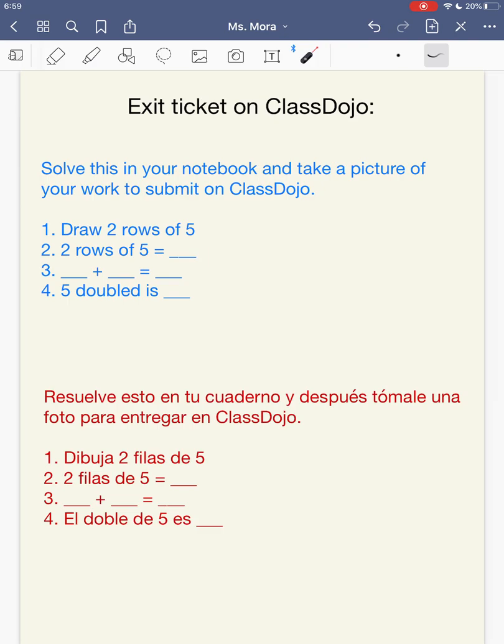Okay? So guys, remember that we're using squares to draw our arrays with no spaces in between the squares, in between the rows or the columns.